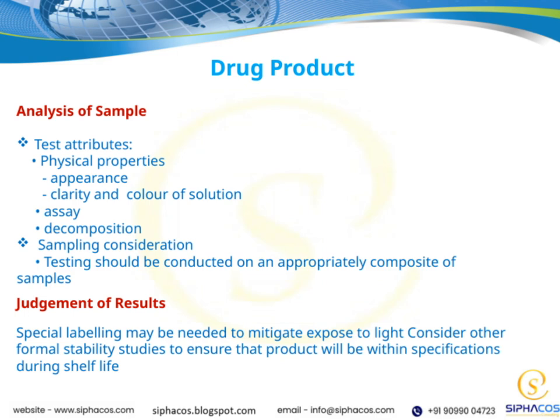Finally, the judgment of results involves analyzing the samples carefully. We compare the data against specifications to decide whether the product meets quality standards. All these steps, proper sampling, thorough testing, and careful analysis, are essential parts of ensuring the drug product remains safe, effective, and stable throughout its shelf life.